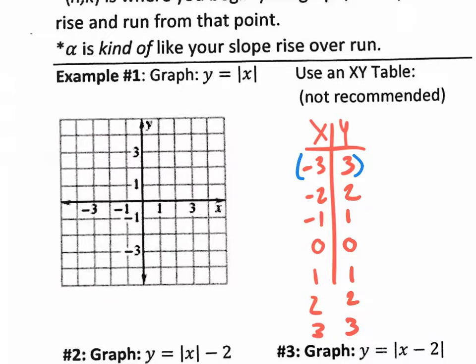Let's go to the coordinate negative 3, 3, which is up here. Let's go to the coordinate negative 2, 2, which is right here. Let's go to the coordinate negative 1, 1, which is right there. Let's go to the coordinate 0, 0, which is right there. Let's go to the coordinates 1, 1, 2, 2, and 3, 3. As you can see, this is a graph that looks like a V. It does have a lowest point, and it continues in that direction forever, okay?